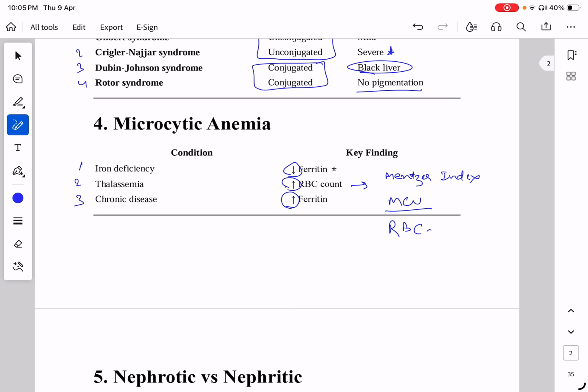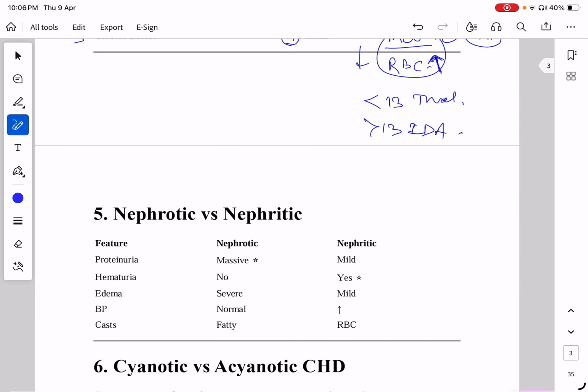So RBC count increases in thalassemia, as there is compensatory RBC hyperplasia. So as RBC count increases, MCV is low in both thalassemia as well as iron deficiency anemia. So when RBC count increases and the denominator increases, the overall value decreases. So the Mentzer index is less than 13 in thalassemia because RBC count is more in thalassemia, while it is more than 13 in iron deficiency anemia. So this is the differentiating point.